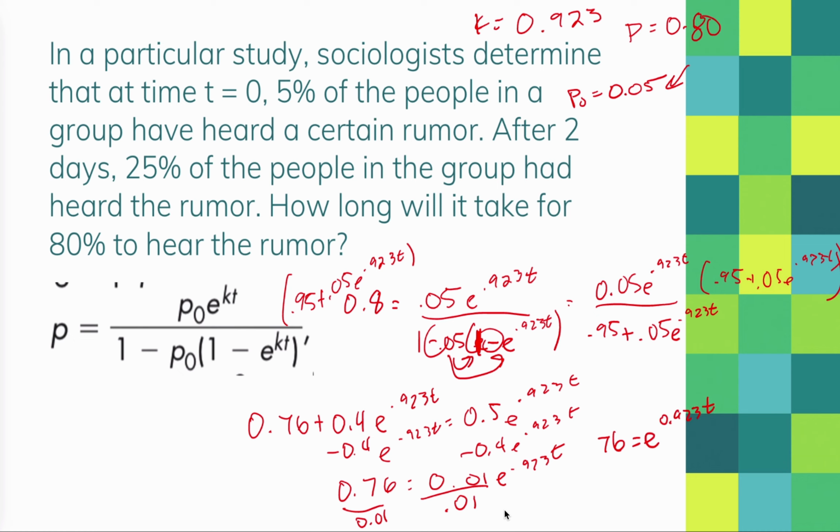And now we can take our log. So we put this in log form. We're going to get ln, natural log, of 76 equals 0.923t, divided by 0.923. And we're going to get ln of 76 divided by 0.923 ends up being 4.69. So our t is equal to 4.69 days.